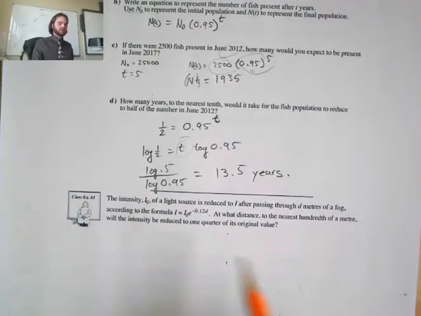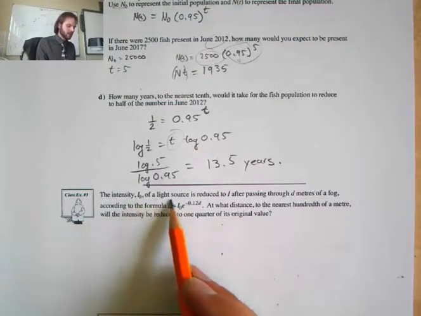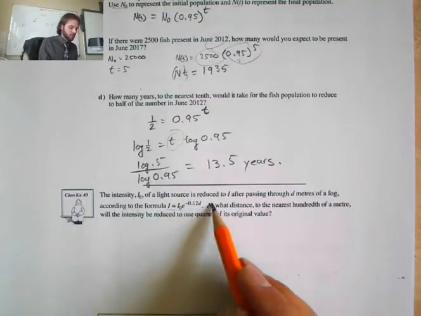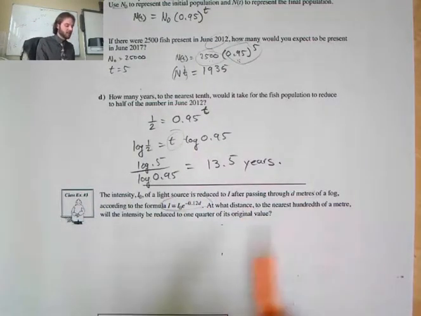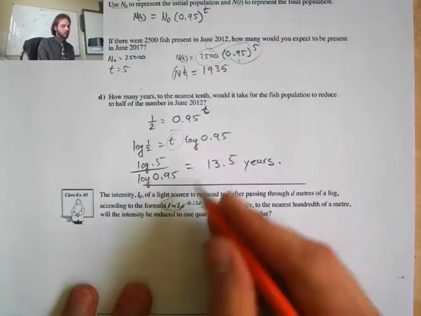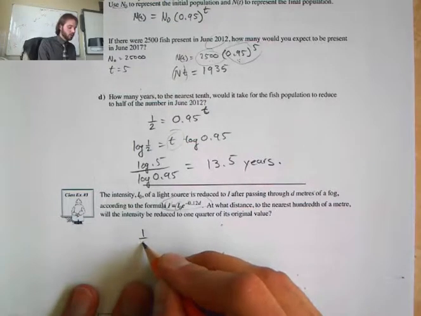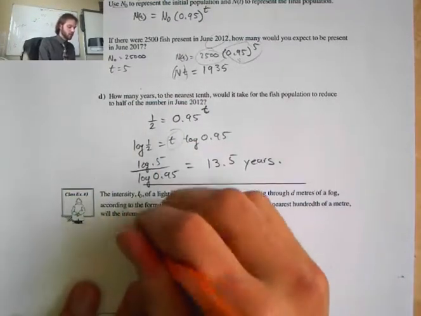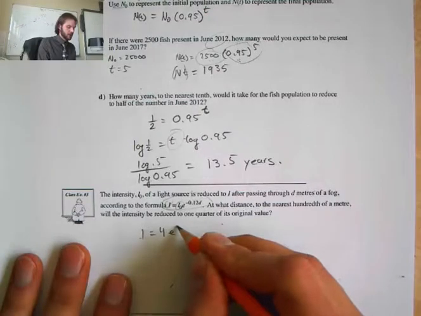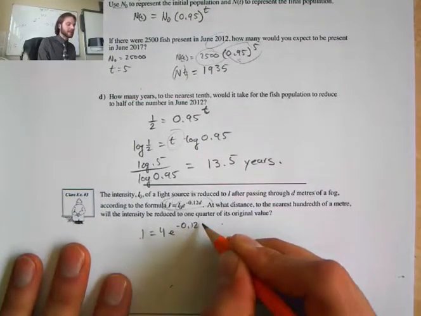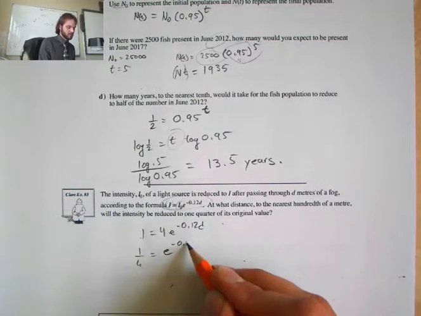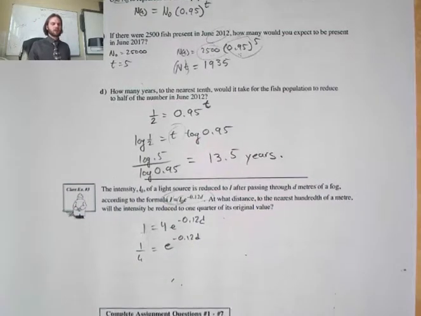Now, the intensity, let's take a look at example number 3. It says the intensity of a light source is reduced after passing through d meters of fog. So here is my formula. At what distance to the nearest hundredth of a meter will the intensity be reduced to 1/4 of the value? So here's my I, and that's 1/4. So this is going to be 1 over 4 equals e to the negative 0.12 d. Okay, so we have 1 over 4. There we go.